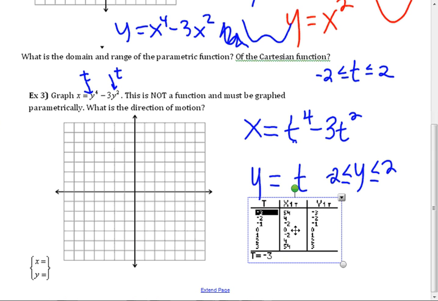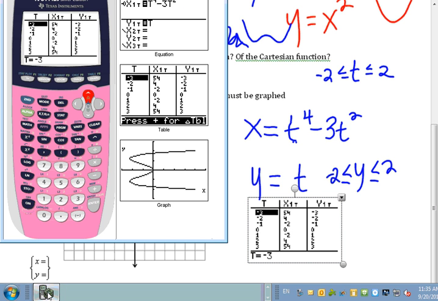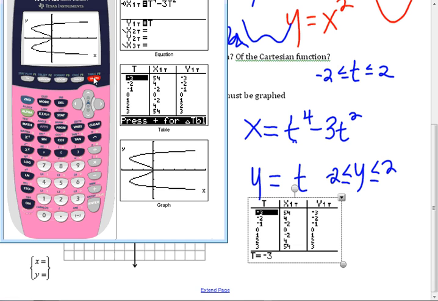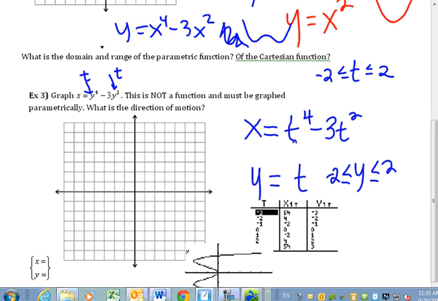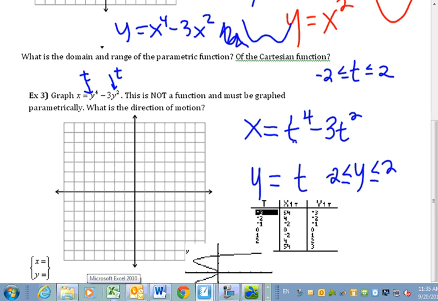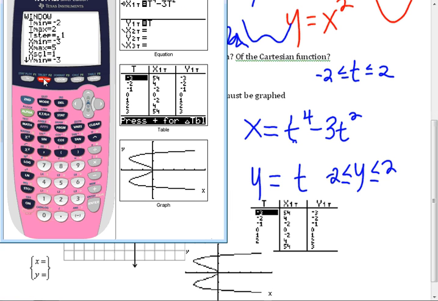Oh, now I lost my picture. I want that picture. And so back to my graph. Now, I still want my picture. Let's slow it down just a tad. And let's watch this again. Let's make that point 0.05. Whoops.